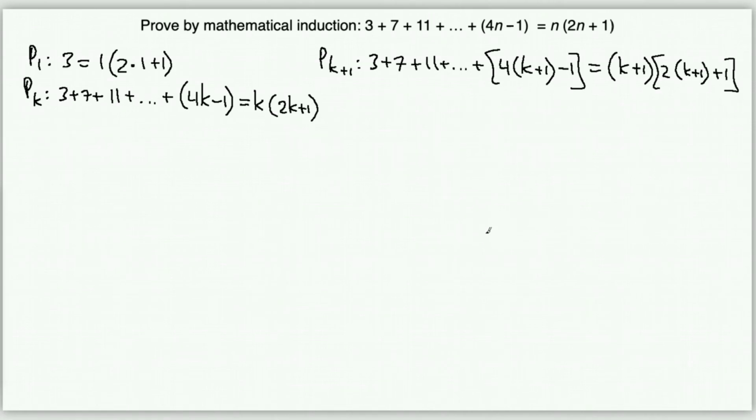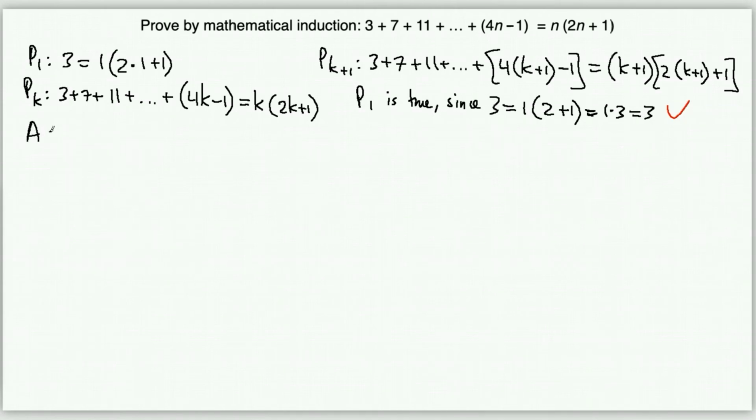Okay. So now that we've shown that, we have to show P1 is true. P1 is true since 3 is equal to 1 times 2 times 1 is 2 plus 1. This is equal to 1 times 2 plus 1 is 3, which is 3. Good. So P1 is true. The left side is equal to the right side.